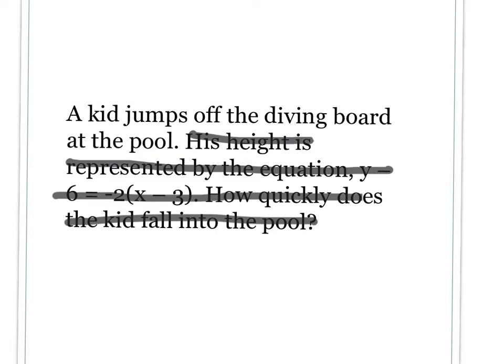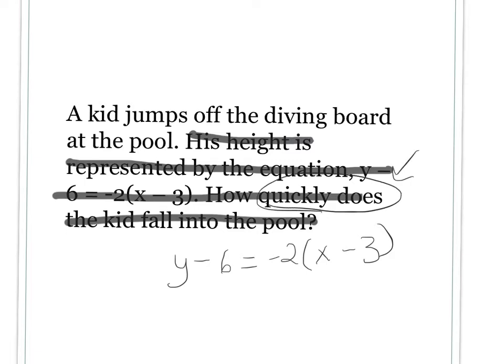So, you should have already written y minus 6 equals negative 2 parentheses x minus 3. You should also have the sentence written down, how quickly does the kid fall into the pool? Quickly deals with rate. And what I'm writing down, you'll need to write down. So rate also means slope. So what is my slope? Well, my slope is always the number in front of the parentheses. So right here is my slope.